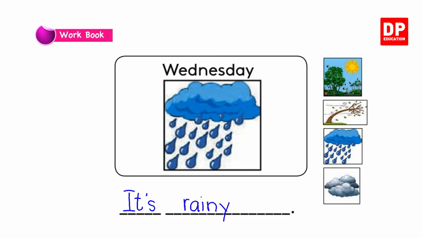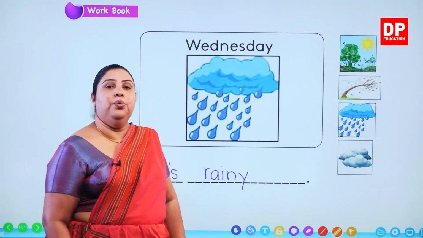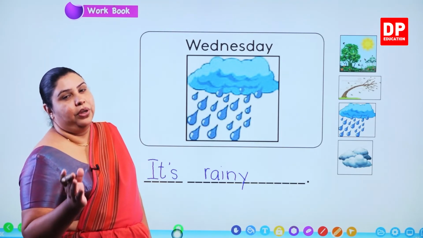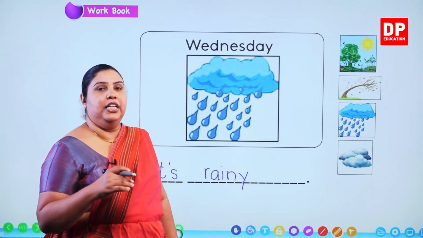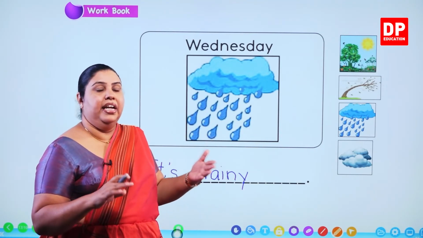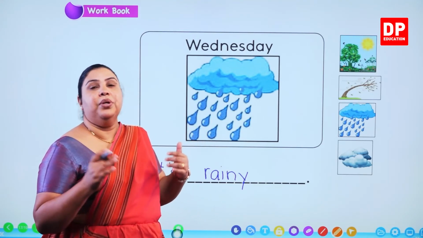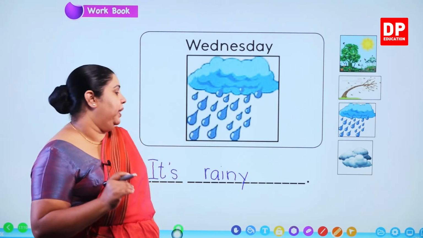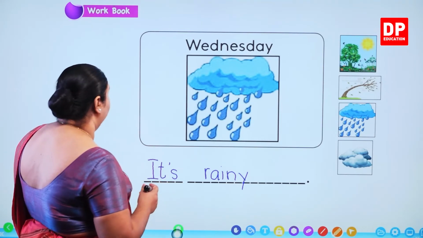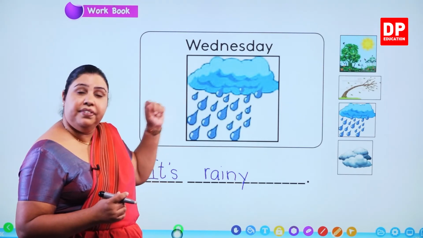R-A-I-N-Y. It's rainy. Today is a rainy day. Wednesday. Okay, you have to observe the weather and your drawings might change, because if it was a sunny day, you can draw a beautiful sunny picture. Right, so let's move on to our next day.